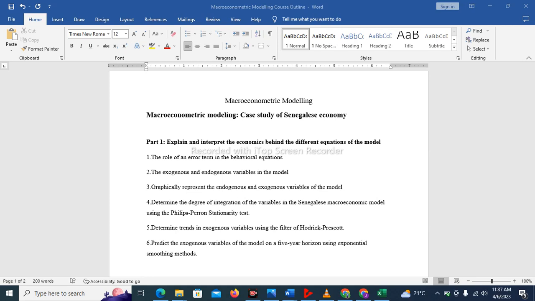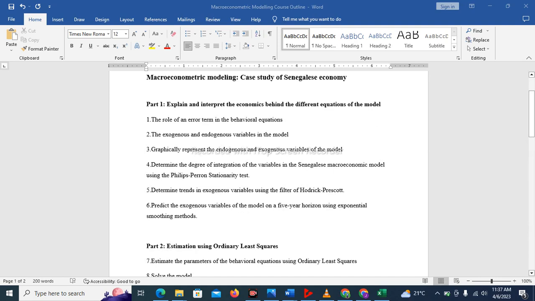So, without much further ado, let's go deep into the course outline. What shall we be doing? This is a case study of the Senegalese economy, and in the first part, we'll be looking at the various equations of the model, and in this case, the economics behind them: the interpretations and explanations. Then the first thing we'll be looking at is the role of the error term in the behavioral equation we're dealing with.